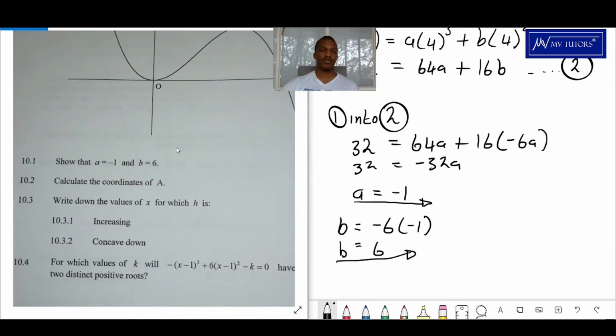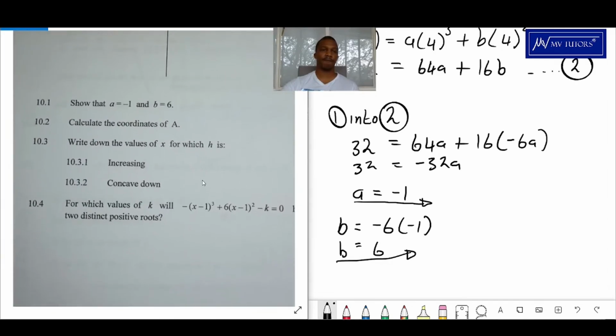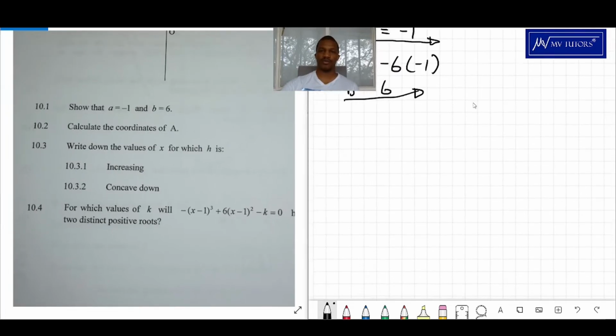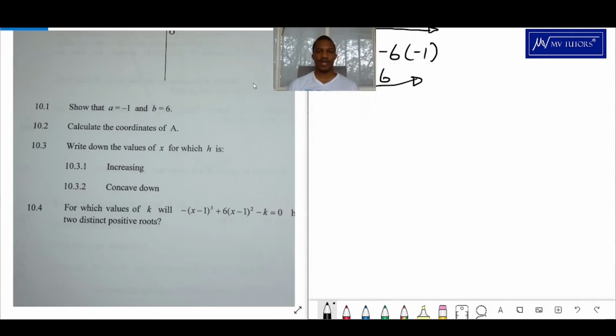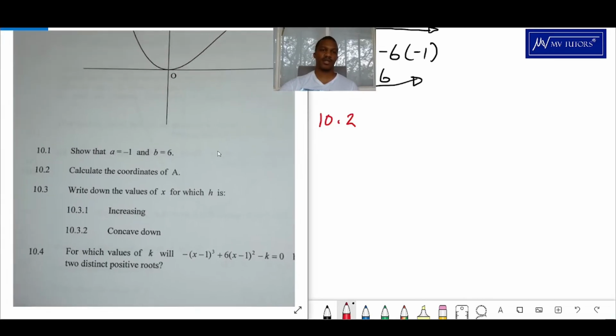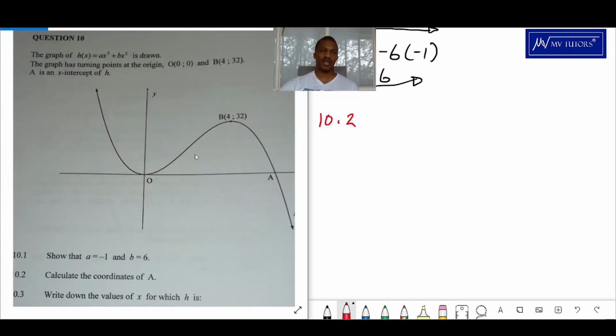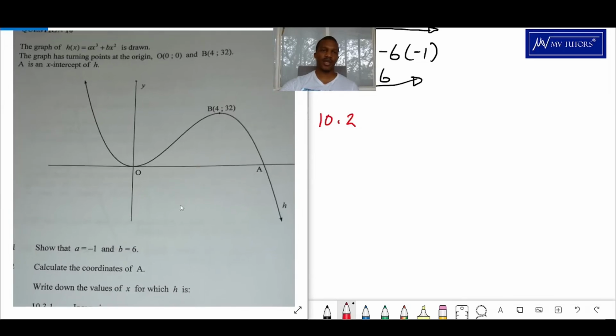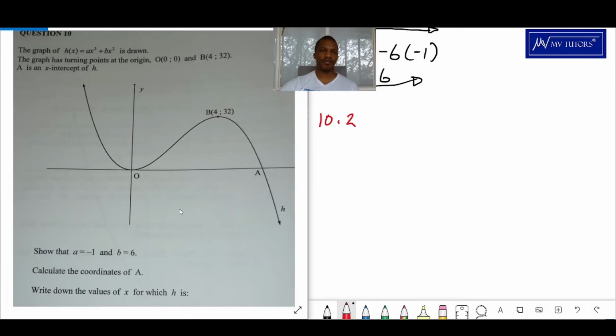Okay, let's move on to 10.2. Let's go red this time. So we got 10.2. Calculate the coordinates of A. Let's remind ourselves what A is again. A is the x-intercept. And how do we calculate x-intercepts? We always say let y equal 0, and then we solve for x.